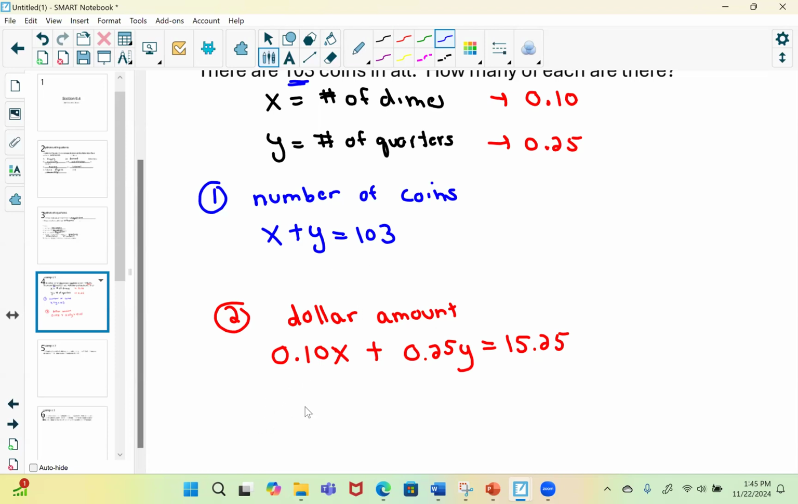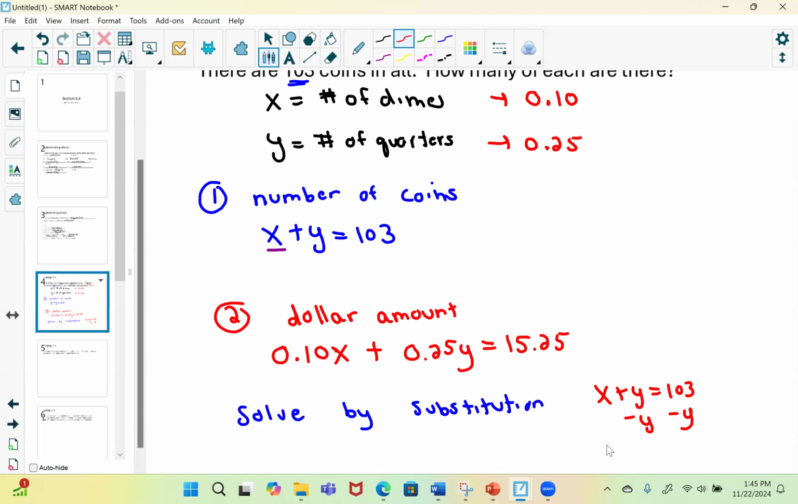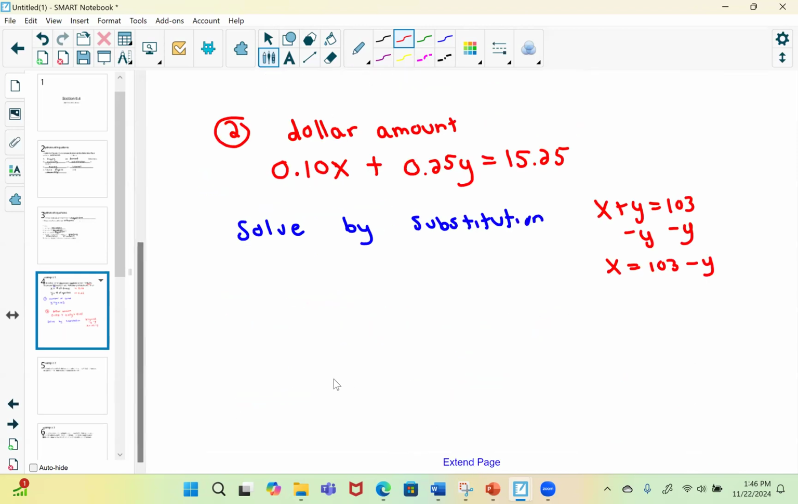Okay. So to remember, to solve by substitution, I have to get one of the variables by itself. So let's just pick x. So I'm going to solve my equation for x. So I have x plus y equals 103. I'm going to subtract y from both sides and I get x equals 103 minus y. Okay, or you can put negative y plus 103.